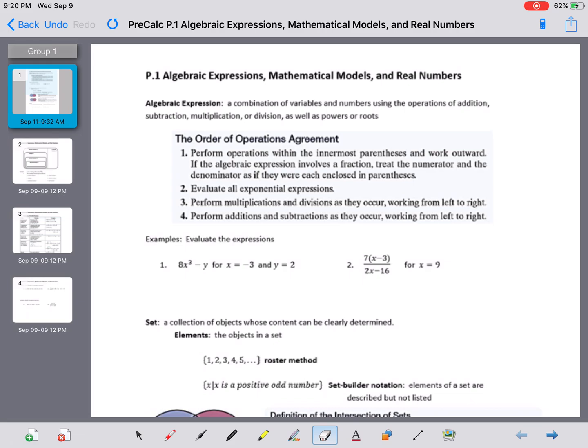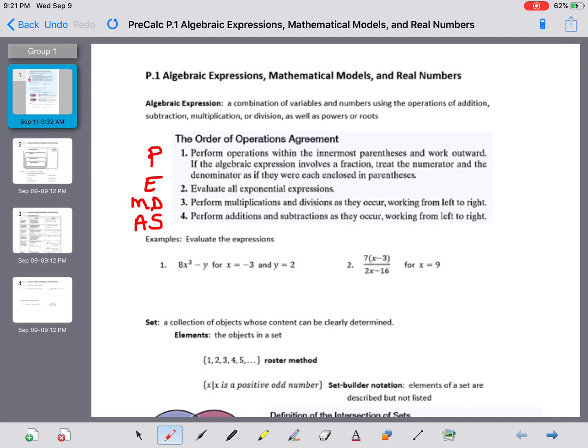So a quick reminder, algebraic expressions you've been doing since probably like third or fourth grade. A combination of variables and numbers using the order of operations with addition, subtraction, multiplication, division, as well as powers or roots. So we're going to start out right away with the order of operations agreement. And I have this note here, and it's good to read through it, but just a quick reminder, we're really talking about your please excuse my dear Aunt Sally for our order of operations.